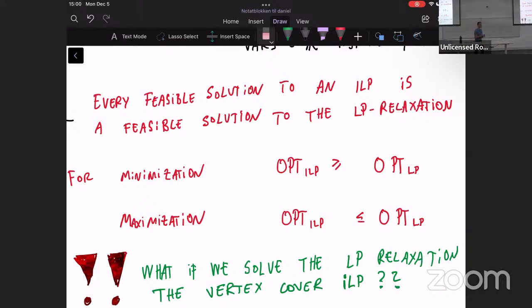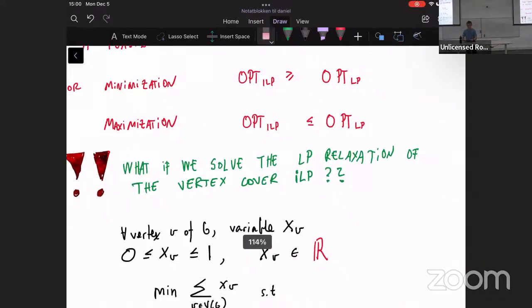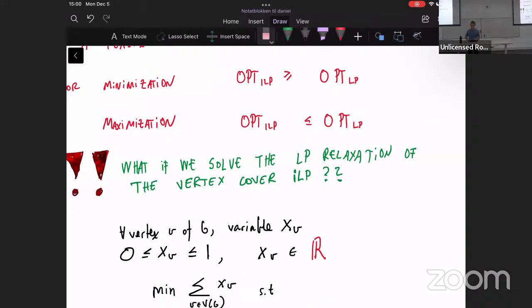All right. We can formulate any problem we want as an ILP, and for any problem we want, we can turn the ILP into an LP, and we can feed it to our solver. We saw one ILP already for vertex cover, right? So you have a hammer, you have a nail. Let's apply the hammer to the nail. What if we solve the LP relaxation of the vertex cover ILP?